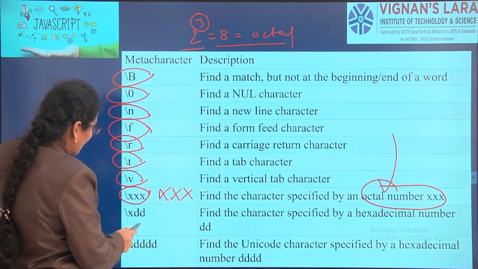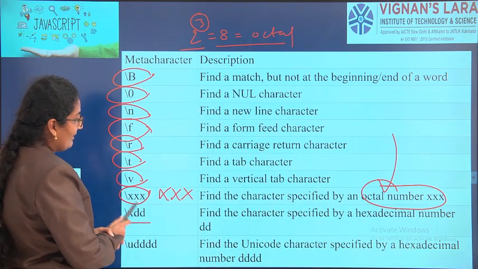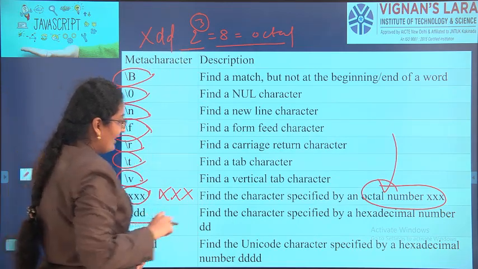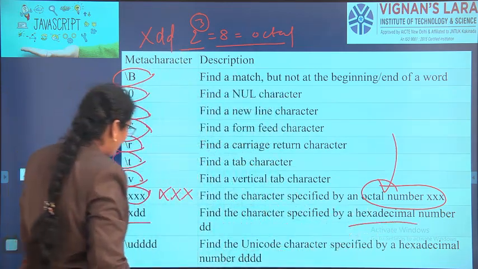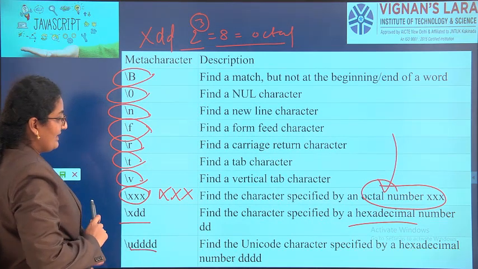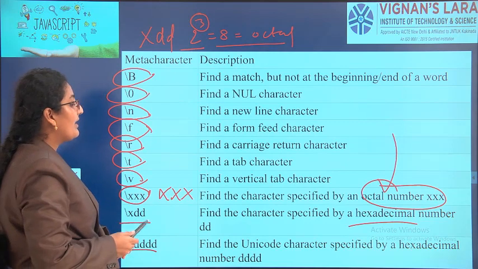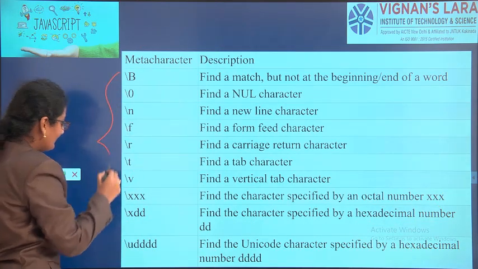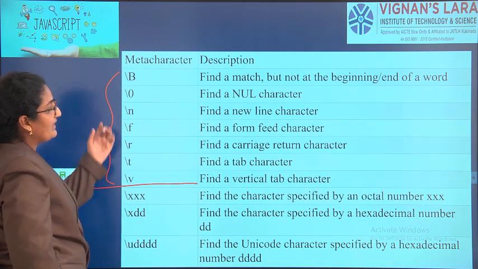So next, slash xdd, nothing but hexadecimal. Xdd is nothing but finding the hexadecimal number character. So UDDDD, 4 Ds, is nothing but find the unicode specified by hexadecimal number. So till here, you know what it means.